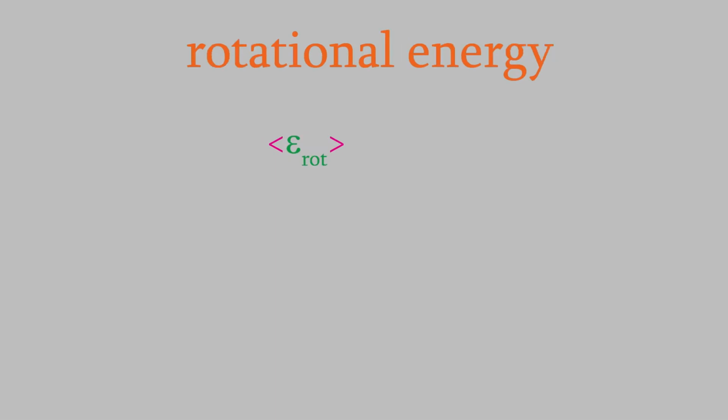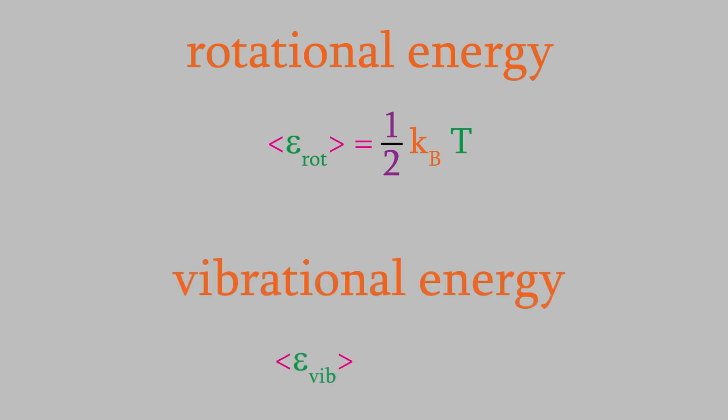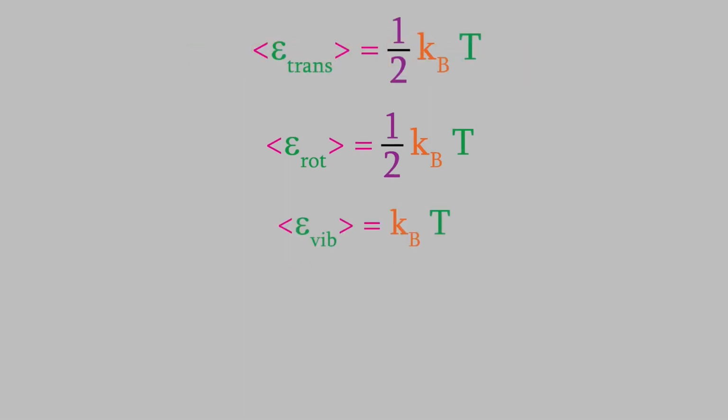Meanwhile, rotations have a similar energy. It turns out that rotation around an axis has a value of 1/2 kB T, just like the translational energy in one dimension. What about vibrational energy? Each vibration contributes twice as much energy to the molecule as a rotation does. So each vibration contributes kB T. So now we know how much energy each translation, rotation, and vibration contributes to the molecule.